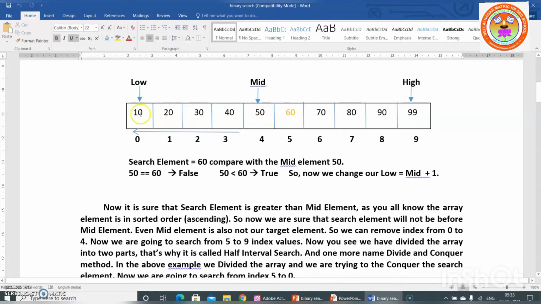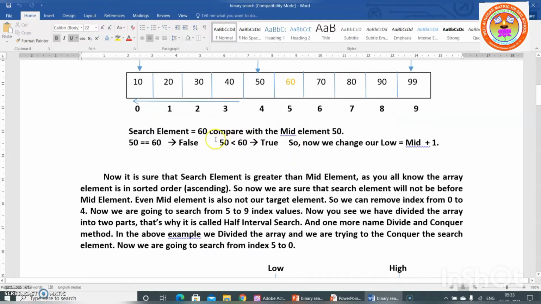So we can leave all these things. We can concentrate only on this. So this is called divide, half interval, and conquer. Right? Now you see, suppose if the mid element is less than 60, then low is equal to mid plus 1. This is the formula. Low is equal to mid plus 1.